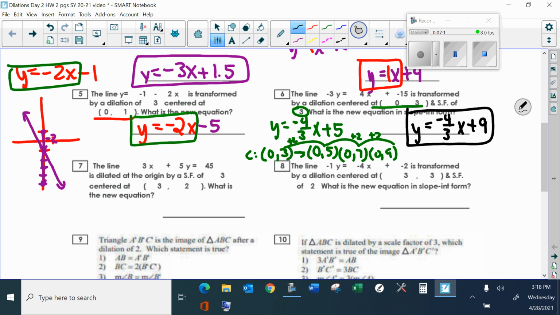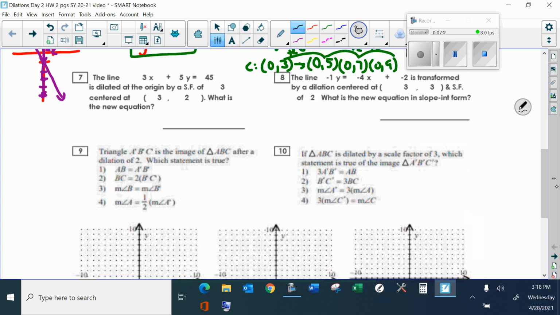Some of these I'll even end up graphing, but I haven't had to yet. You can graph all of them. I've got graphs down here. The line, okay, is dilated the origin by scale. Oh, it's dilated by a scale factor of 3, centered at 3, 2. There's an error. So it's not dilated at the origin. Scratch that. I should have said it is dilated by a scale factor of 3, centered at 3, 2. Get rid of the at the origin part.